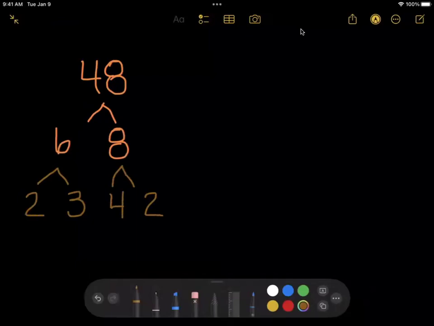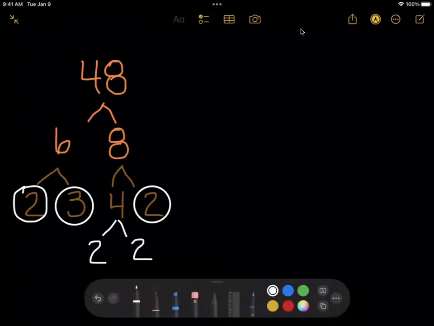So now I'm going to look at what I have so far to see if I can find any prime numbers. So the numbers I see that look like prime numbers to me are 2 and another 2 here and 3. All of those numbers are prime because the only way to multiply them and get that number is to do 1 times 2 or 1 times 3. Now, the only number I have left that is not a prime number is 4 because I could do 1 times 4, but I could also do 2 times 2. So that's what I'm going to break this 4 down to.